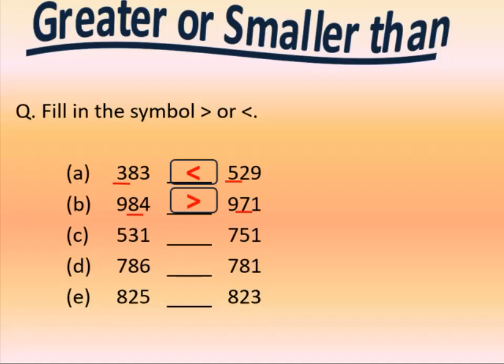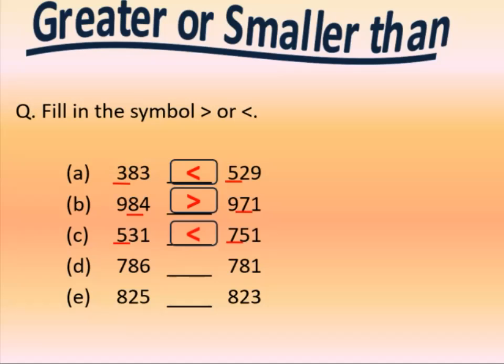In part C, we have 531 and the other number is 751. Again, we will see the numbers on the 100 place. In the first number, we have 5 and in the second number, we have 7 on 100 place. So which number is bigger? Yes, 7 is bigger than 5. So we will write this symbol, the alligator mouth towards the bigger number.